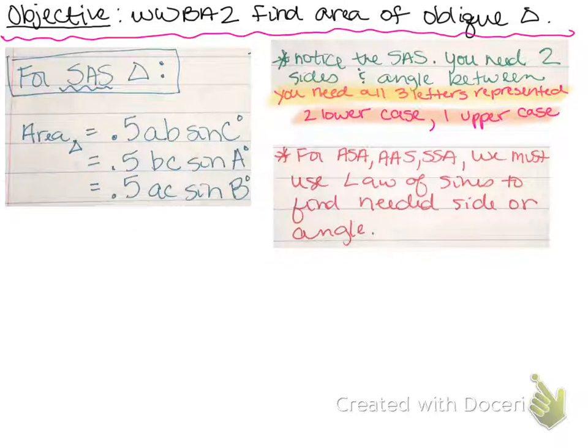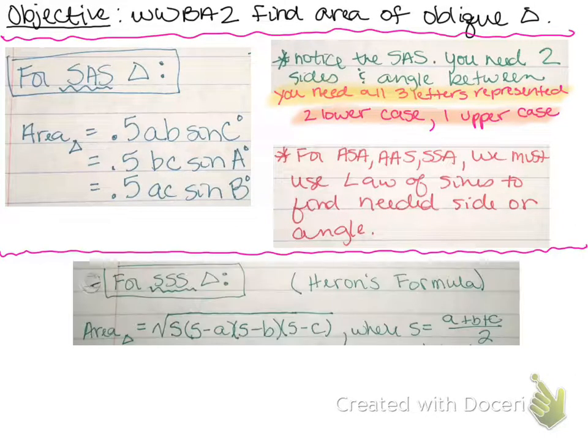If, for some reason, you don't have side-angle-side, you have any other combination of angles and sides, but not side-angle-side, then you need to use law of sines to find the needed side or angle, and then you'll apply the area formula. What if we have all sides?